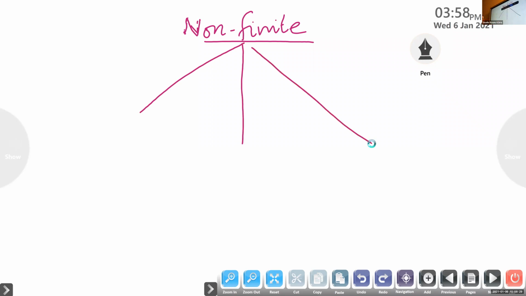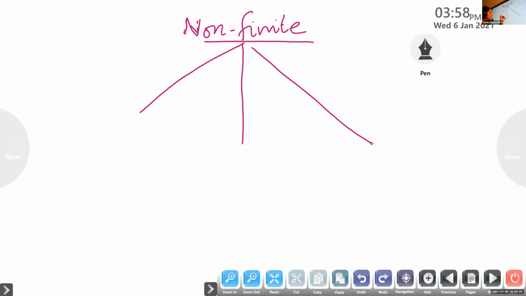Please draw this flow chart in your book or the paper where you're writing it. This is very important. You will be learning in detail about this non-finite verb in the next class, that is, in the 6th standard. For now, we'll be sticking with only the names and the features of these non-finite forms.